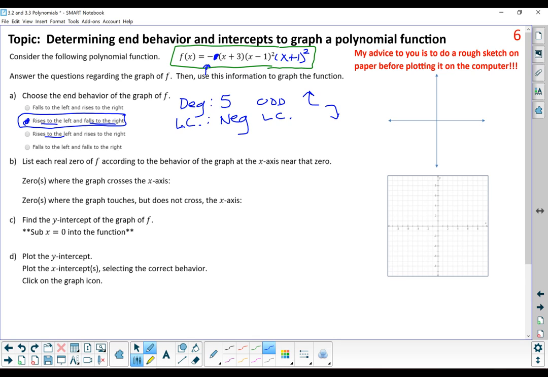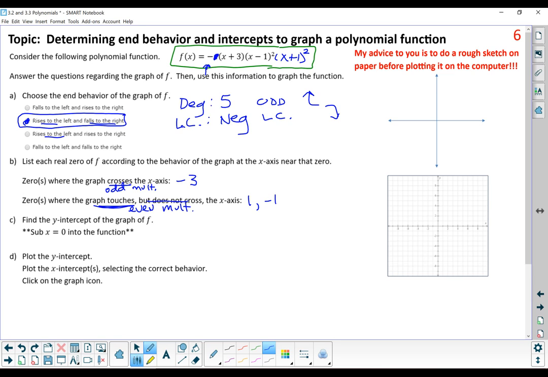All right, the next one is going to ask you to list the zeros of the function, and you have to say whether it's going to cross or touch, but not cross, the x-axis. When it crosses, that's going to be an odd multiplicity for that factor. And if it touches but does not cross, that's going to be an even multiplicity. So for our odd multiplicity, the graph crosses at -3. Our other two factors have an even multiplicity, so we would list our 1 and our -1.